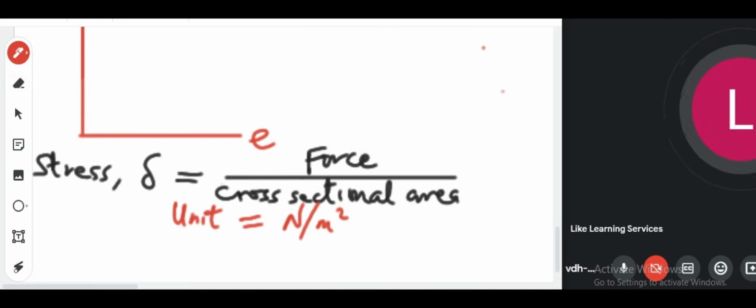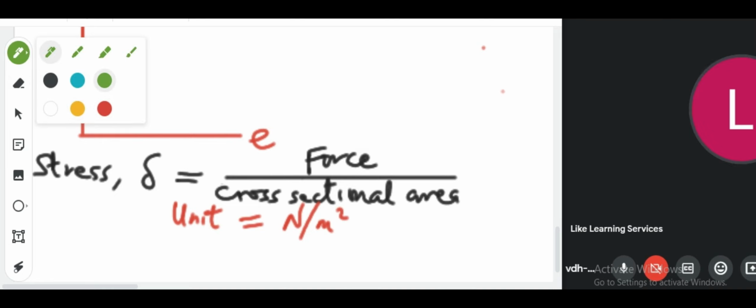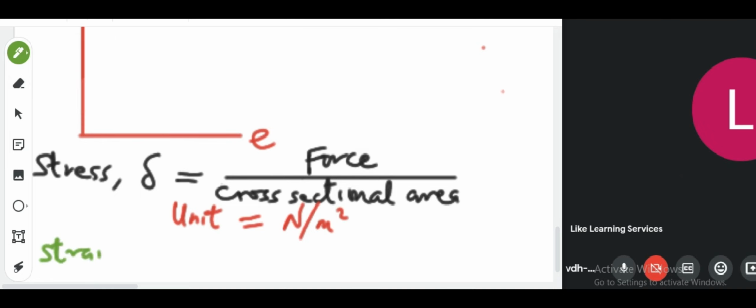We have another quantity we call strain. Strain is usually represented with the symbol epsilon. Strain itself is equal to extension over original length. We can call the original length L naught.